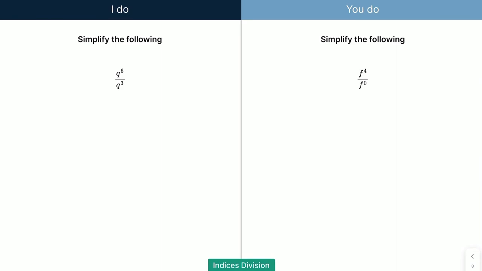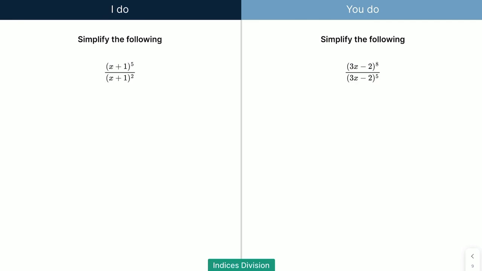So you can think of this as the exact same thing as writing that. Okay, so the exact same rule applies. You just subtract the indices, and the final answer is just q cubed. And again, hopefully you've pressed pause and had a go at this one. So that's just 4 minus 0, which will just be f to the power of 4.